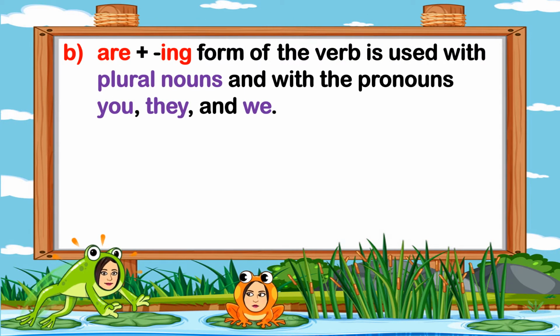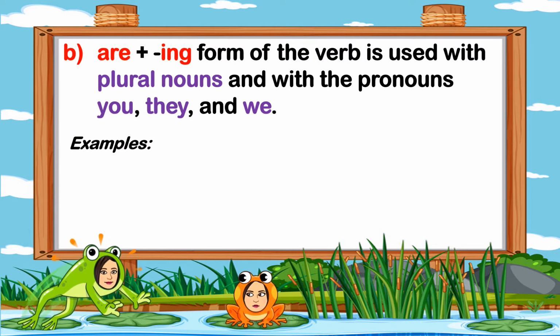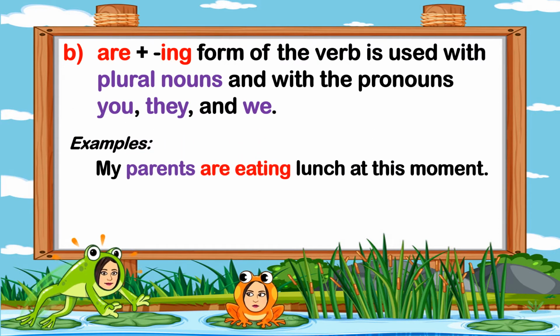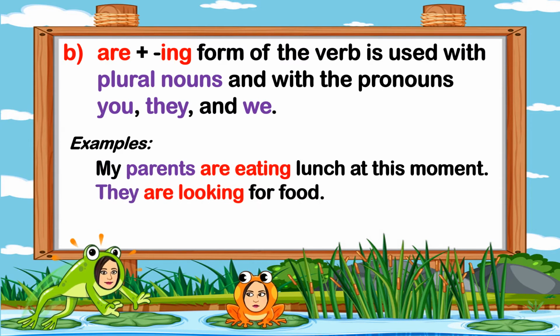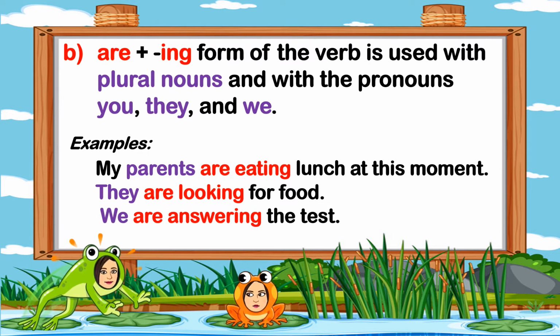Are plus ing form of the verb is used with plural nouns and with the pronouns you, they, and we. Examples: My parents are eating lunch at this moment. They are looking for food. We are answering the tests.